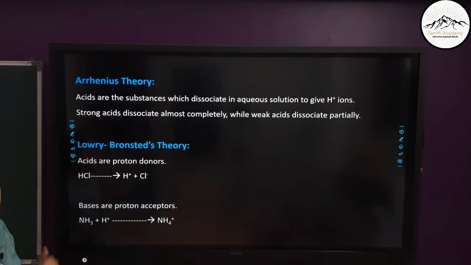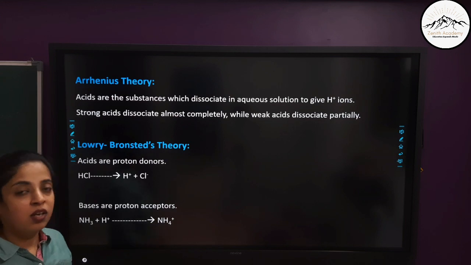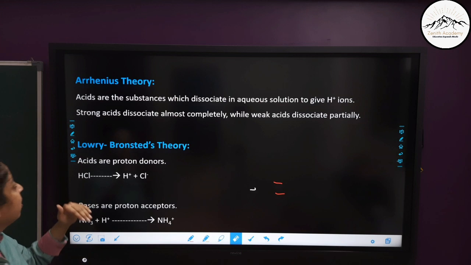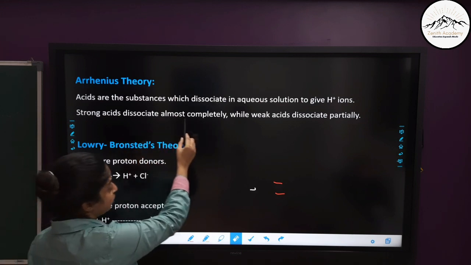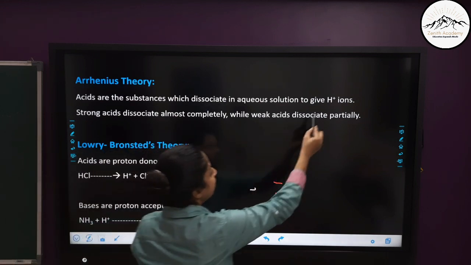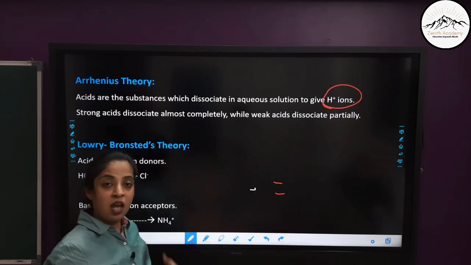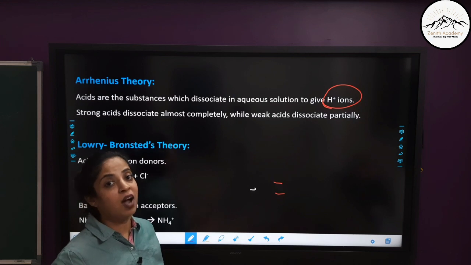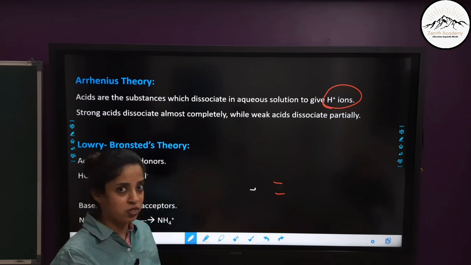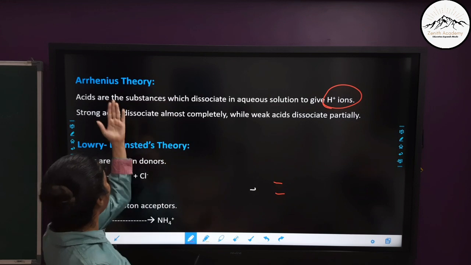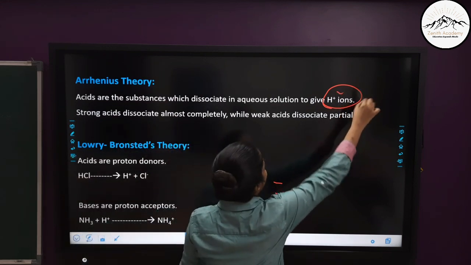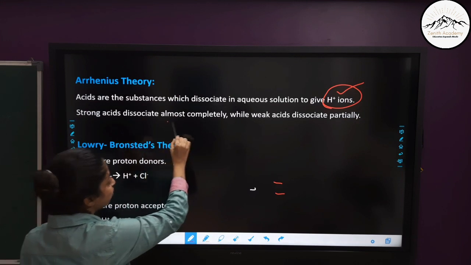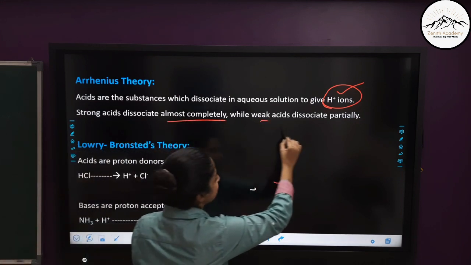Now here we will discuss 2 theories that talked about acids and bases. So there is this theory, Arrhenius theory, which said that acids are the substances which dissociate in aqueous solution to give H plus ions. And now what we say, acids are those substances which dissociate in aqueous medium to give hydronium ion as the only positively charged ion. But earlier Arrhenius had said H plus ions. And he also said that strong acids dissociate almost completely while weak acids dissociate partially.